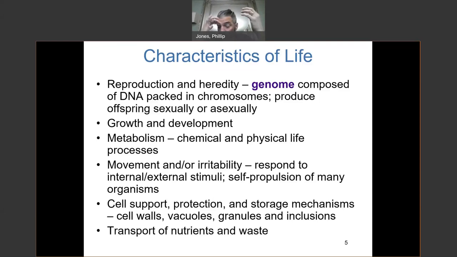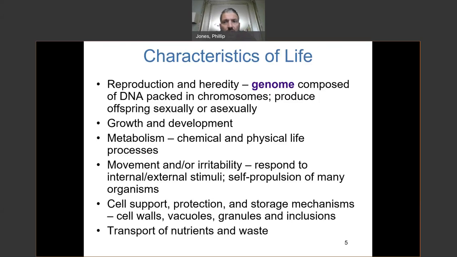But with bacteria, they reproduce through binary fission. And I talked about that yesterday with the streak plates and how we can get a single bacterium to replicate over and over again, depending on the organism, every 20 to 30 minutes for basic bacteria. TB reproduces much, much slower. Like Yersinia pestis or leprosy, those are probably the slowest. They take forever to reproduce, right? Anyway, we'll talk about that as we go on. So the genome is composed of DNA packed in chromosomes, and organisms produce offspring sexually or asexually. And when we talk about the molds and fungus, they can do either or, right?